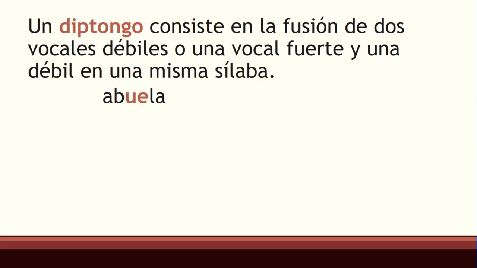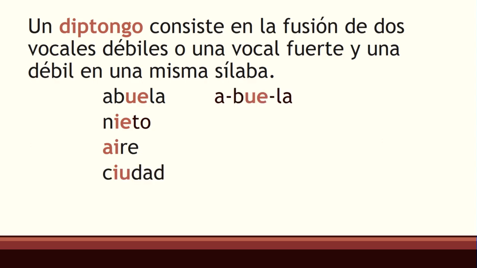So let me show you here. Abuela, nieto, aire, ciudad. Now here, abuela, okay, see how it's divided? Then we have nieto. See how the 2 vowels stick together? Aire, see, and ciudad. Now, when we have 2 strong vowels or a strong vowel and a weak vowel with an accent mark, they are going to separate into 2 separate syllables.